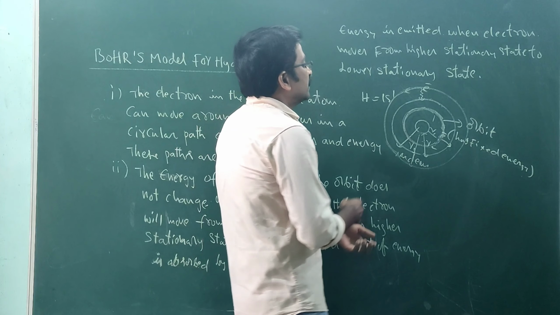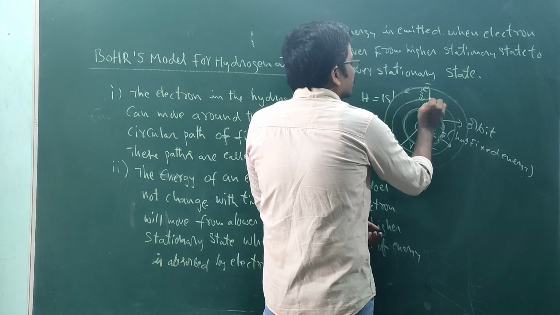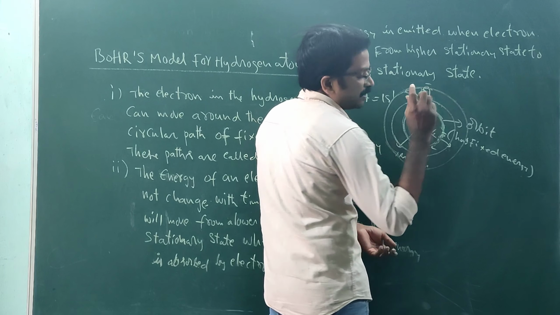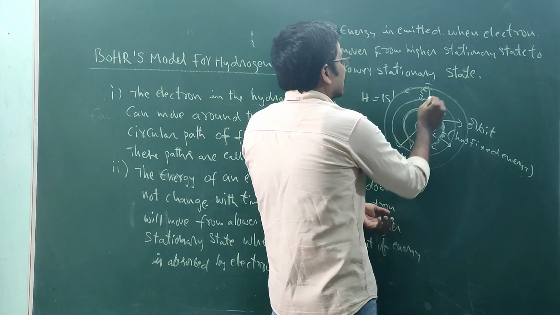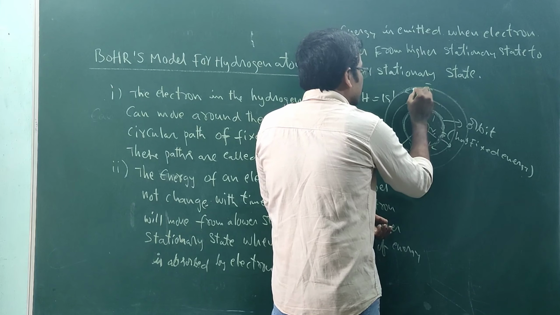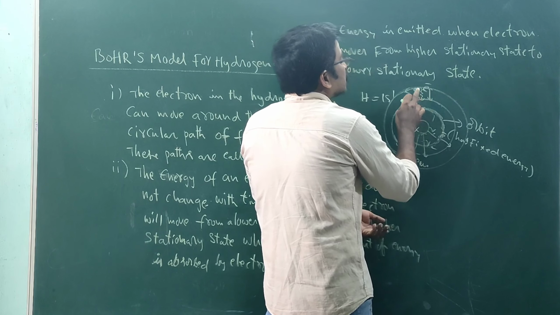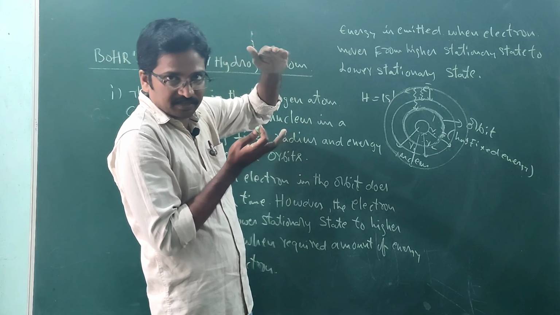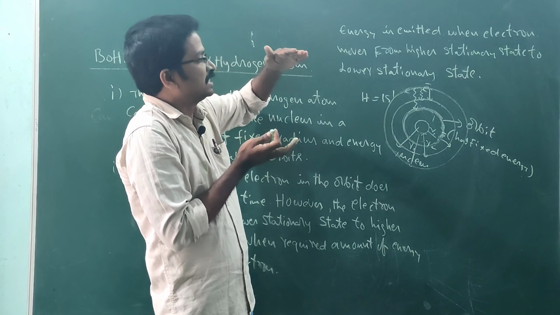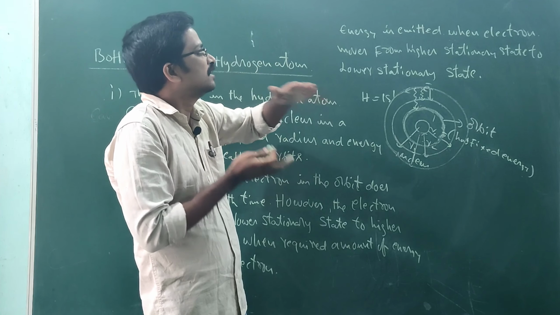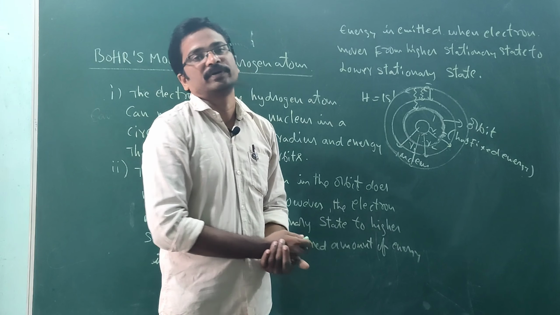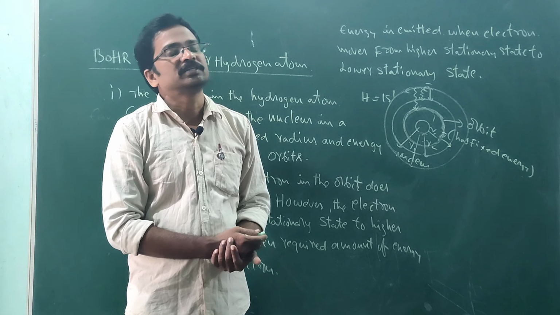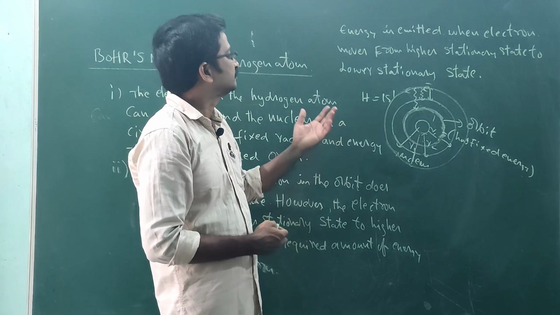It can jump from this level to this level, and it emits a limited amount of energy. Whenever the electron jumps from here to this one, it emits more energy. If the difference between the orbits is greater, then it emits more energy to the surroundings. This is the way you can understand this.